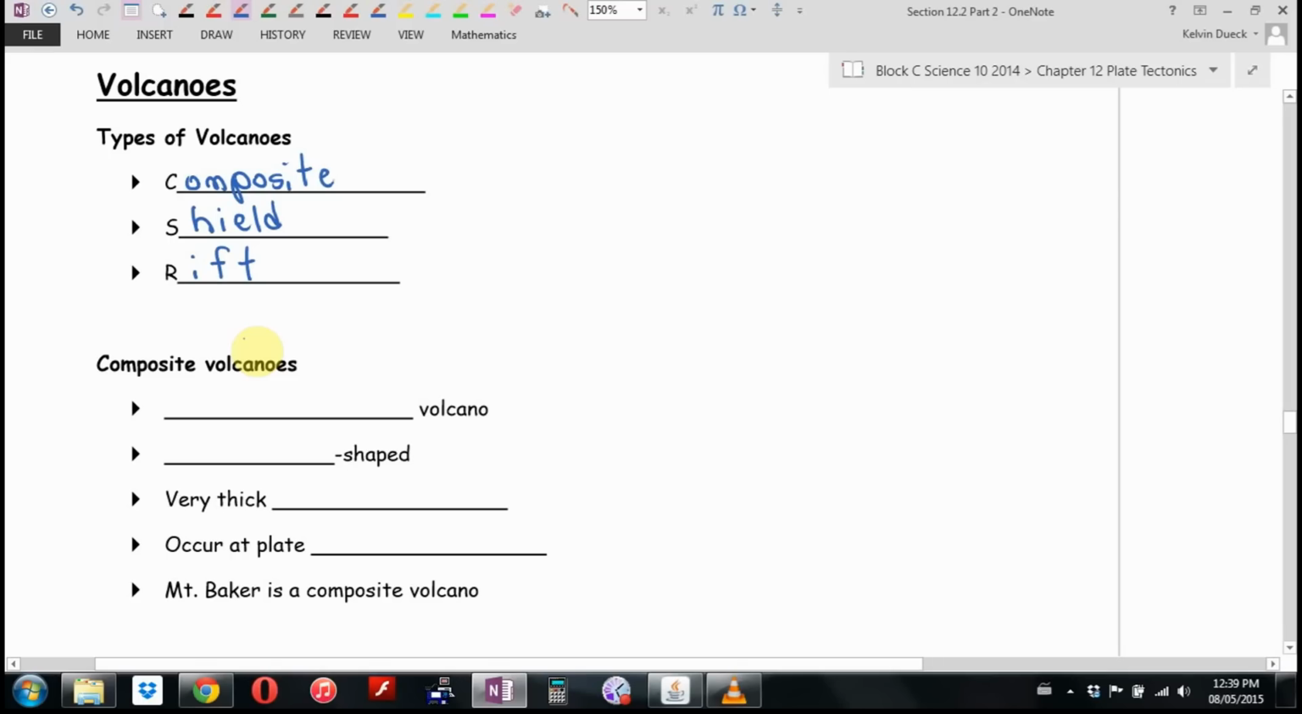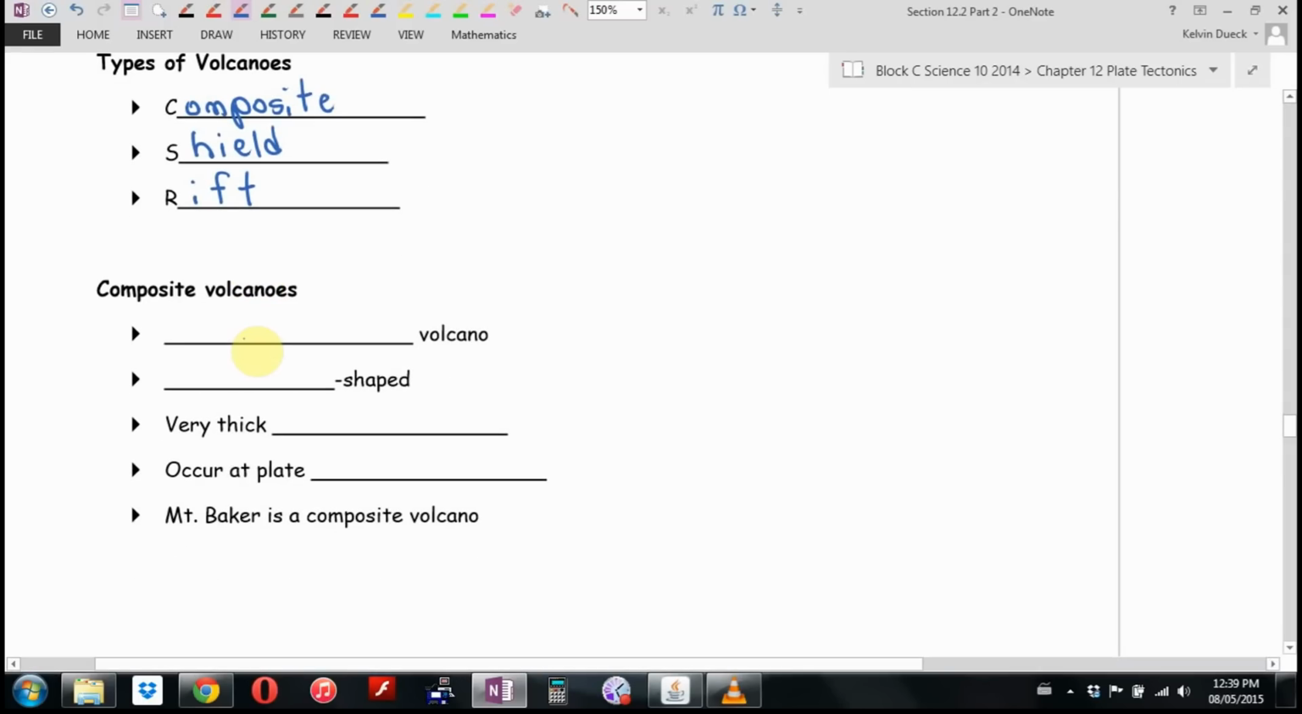What is a composite? Let's start with the first one. A composite, this is your standard, what you think of as a volcano. It's cone-shaped.